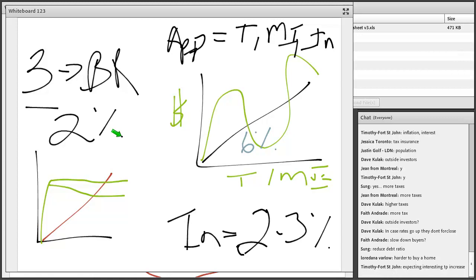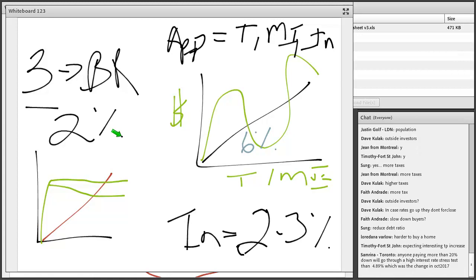Now, when the government gets involved, unfortunately, typically in markets, it creates an opportunity for market manipulation, believe it or not. Anybody paying more than 20% down will go through the high interest rates stress test, 4.89, which was the change October 2007.